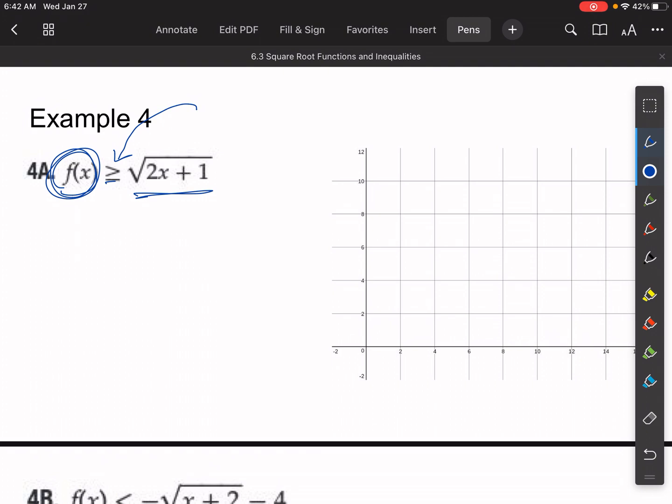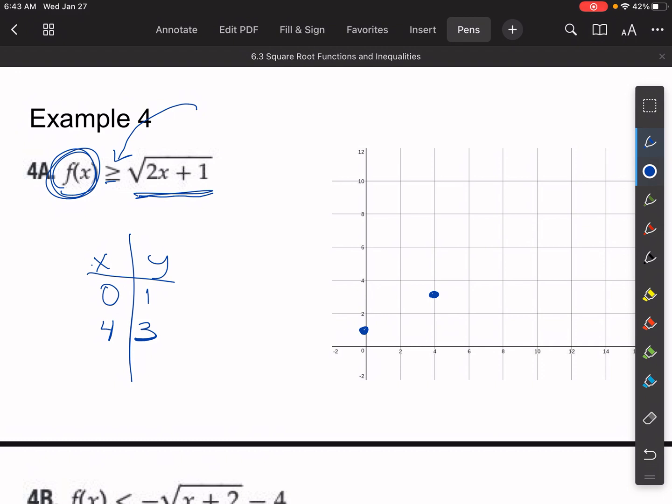For this one, if I plug a 0 in here, notice it's the square root of 1. 2 times 0 is 0, 0 plus 1 is 1, square root of 1 is 1. So at 0, we're at 1. What should we plug in here? Let's go ahead and plug a 4 in. 4 times 2 is 8, plus 1 is 9, square root of 9 is 3. Notice I chose that so that I can get a nice number out. So at 4, I'm at 3.